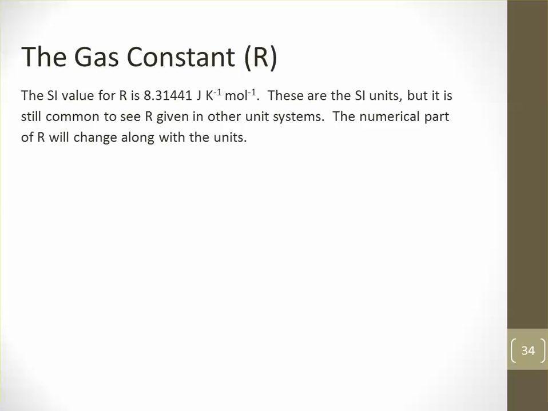Pressure times volume was an energy per unit volume. We're going to multiply that by a volume. So in the ideal gas law, the left-hand side is in units of energy. You can see over here that the gas constant is also going to cause the right side of the equation to have units of energy, which is what you would expect. Okay, so these are SI units. You can still look up the gas constant in other unit systems. The numerical part of R will change along with these units.